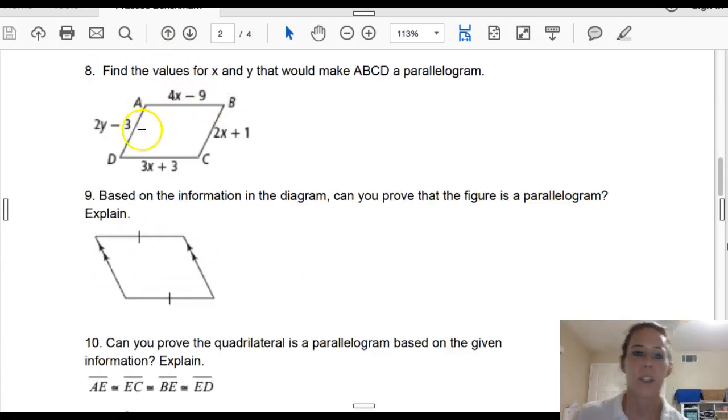Okay, number 8 asks you to find the values for x and y that would make this a parallelogram. Well, in order for this to be a parallelogram with what I have here, the easiest thing would be to have both sets of opposite sides congruent. So that's what we're going to do here.